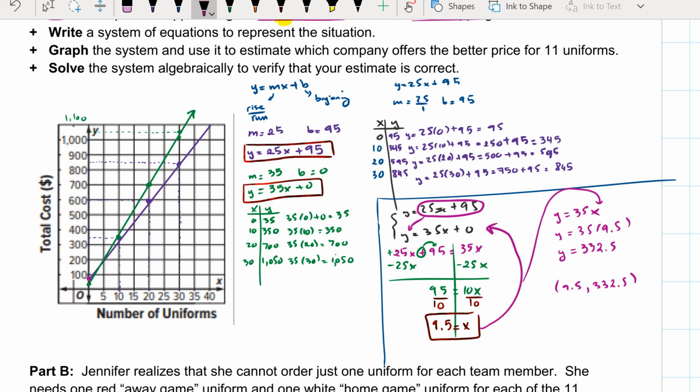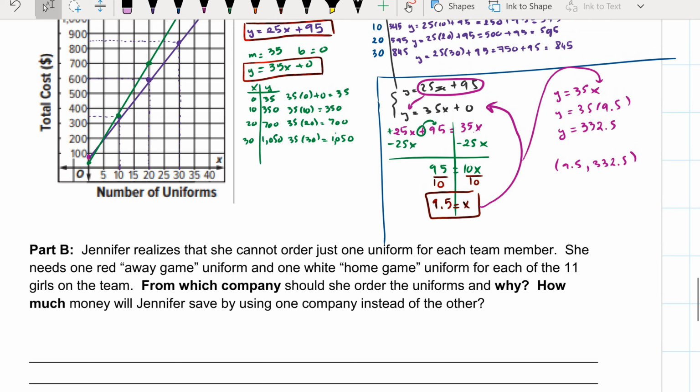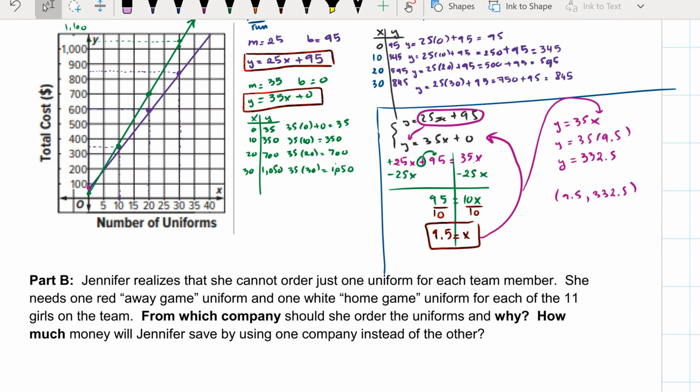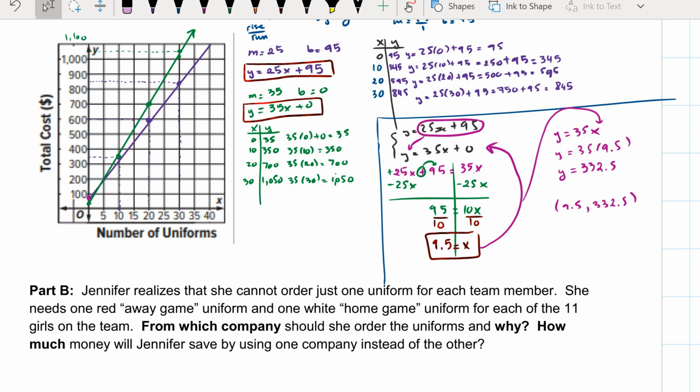Alright, we're gonna head down to part B. Jennifer realized that she cannot order just one uniform for each team member. She needs one red away game uniform and one white home game uniform for each of 11 girls on the team. From which company should she order the uniform and why? And how much money did Jennifer save by using one company instead of the other?